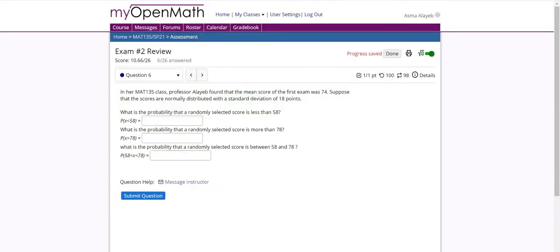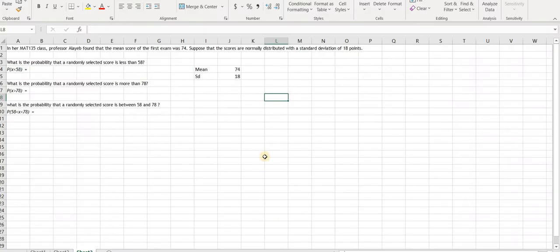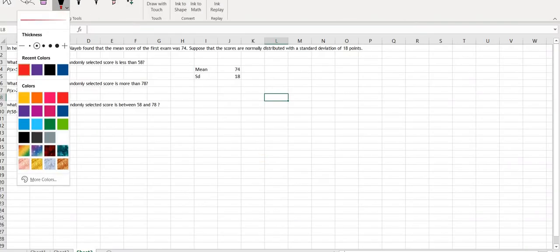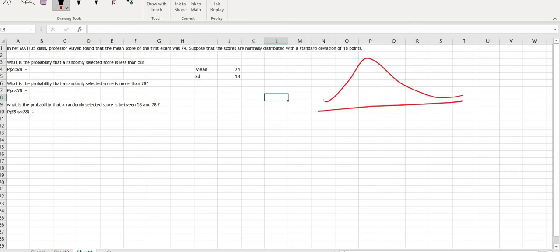Question number 6. In her Math 135 class, Professor Alaya found that the mean score of the first exam was 74. Suppose that the scores are normally distributed with a standard deviation of 18 points. What is the probability that a randomly selected score is less than 58? So here I can graph or I can visualize the area here. I'm looking at the score of 58, and I want to find the probability that a selected grade is going to be less than that.